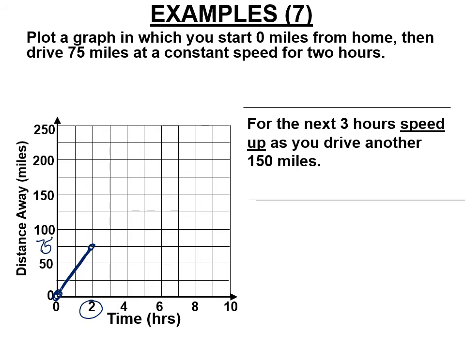For the next 3 hours, so 3, 4, we're going to end up at 5. Speed up as you drive another 150 miles, right? So 75 plus another 150 is 225. So we're going to be way up there, and we have to get to 225, but we have to bend it to show speeding up. All right, we sped up in that section.